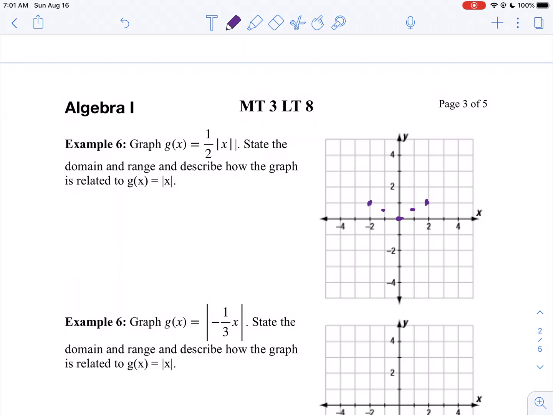I'll get that point. If I go over 3, normally it'd be up 3, but I'm only going to be up 1.5. And then I can draw my absolute value.